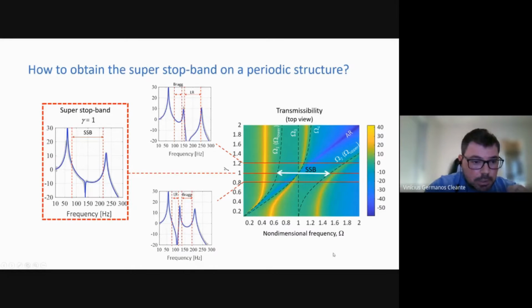But as we can observe in the left figure of the super stop band, in the experimental result, a valley may occur inside this stop band. This can be explained by the damping in the structure.